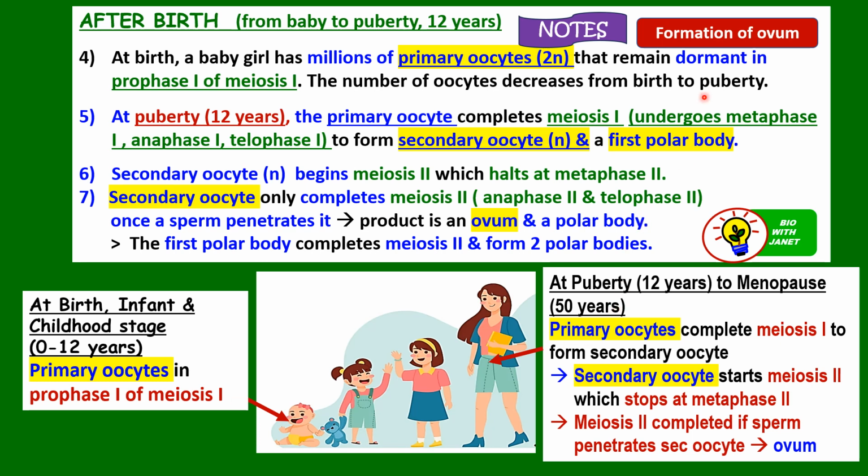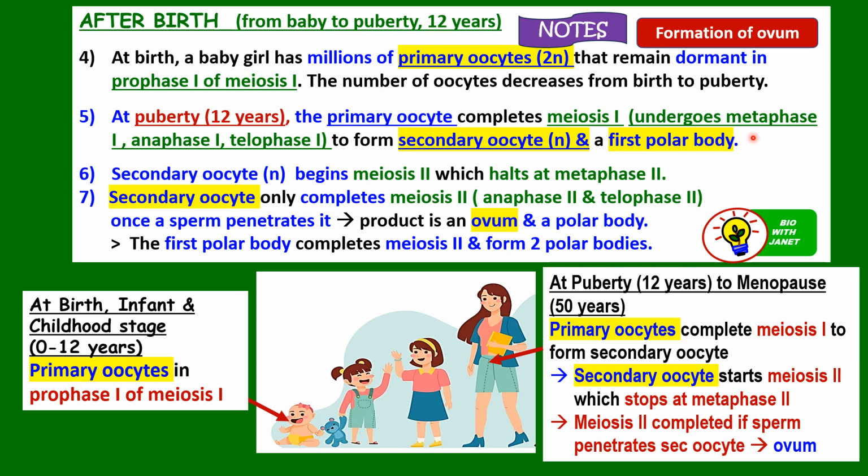So, after birth, from baby stage to puberty, is 12 years. At birth, a baby girl has millions of primary oocytes, which are diploid, that remain dormant or inactive in the prophase 1 stage of meiosis 1. The number of these primary oocytes will decrease at puberty because some of them will die and degenerate. Now at puberty, around 12 years old, the primary oocyte completes meiosis 1.